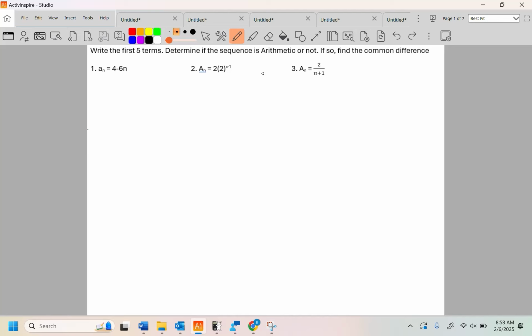So things didn't go as planned first period. A number of kids didn't know how to find the first 5 terms. You find the first 5 terms by plugging in numbers. Well, I don't know, I did this in notes. I think I was expecting you to remember how to do this.